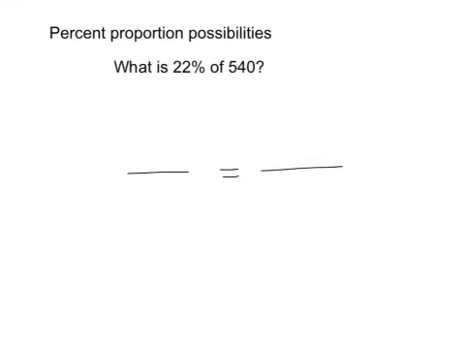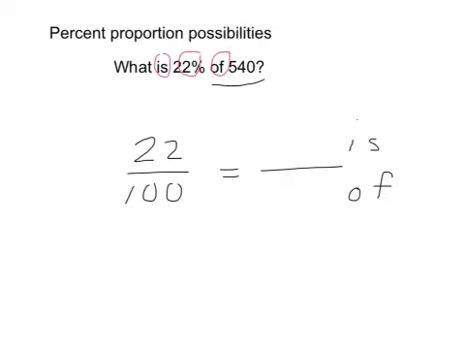This problem is fairly short and straightforward. You can easily see the percent, and here's one key word, and here's the other key word. So we're going to go ahead and set it up. Percent is 22%, which is always a ratio over 100. And then we're looking at the two keywords, is over of. Here's the easy one: of 540. 540 goes on the bottom. But this part is the question, so that's our variable.